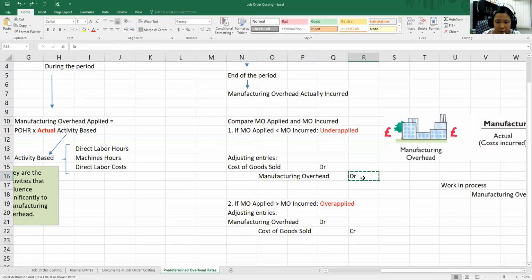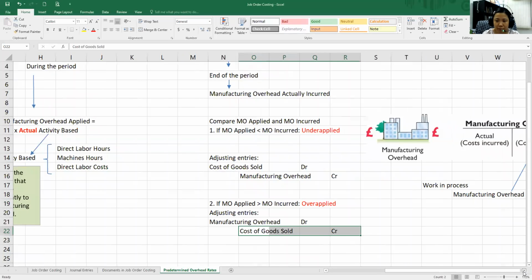And if the manufacturing overhead applied is more than the manufacturing overhead incurred, we're going to have overapplied. So the adjusting entry will be debit manufacturing overhead and credit cost of goods sold.